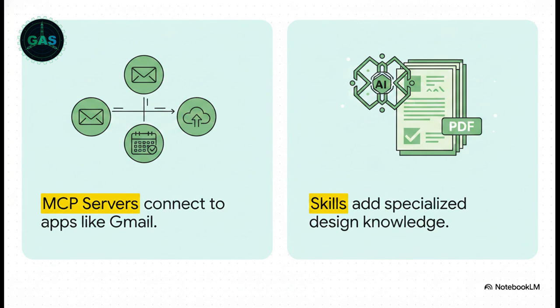MCP servers securely interact with external applications. You can think of them as the bridge for how your agent talks to Gmail, Google Calendar, or Slack. Skills, on the other hand, give your agent highly specialized design or processing knowledge. For example, if you want your agent to design a super professional, branded PDF report, you'd load a specific design skill into its memory. It dynamically reads that skill only when it needs to design something, which saves processing power while drastically improving the final output.